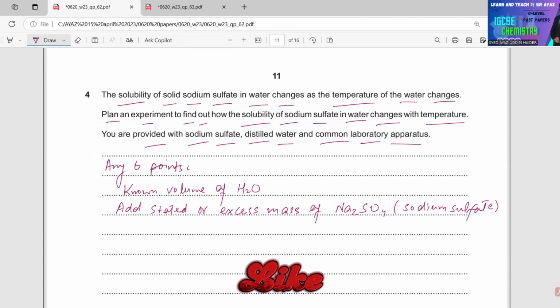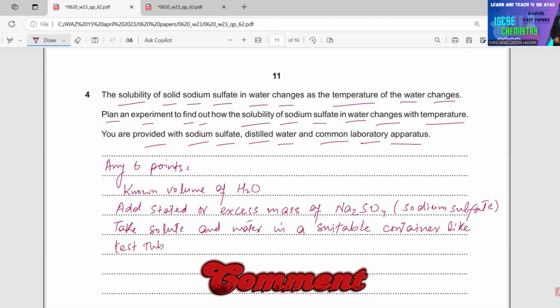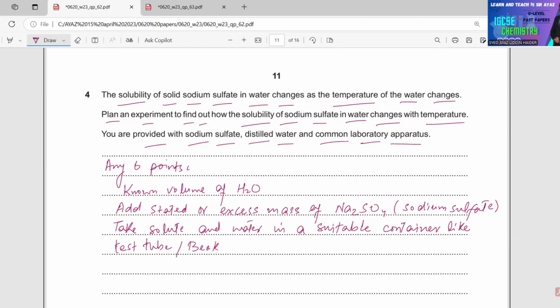The next part, add the water and solute in a suitable container. You can write: take solute and water in a suitable container. Now you have to write the name of the container here. This will award you 1 mark. You can take a test tube. You can even take a boiling tube or beaker, flask. You can even use a polystyrene cup for this purpose.